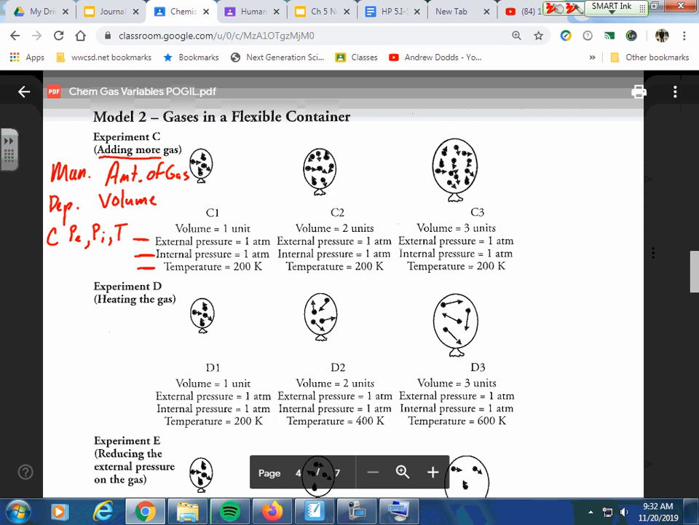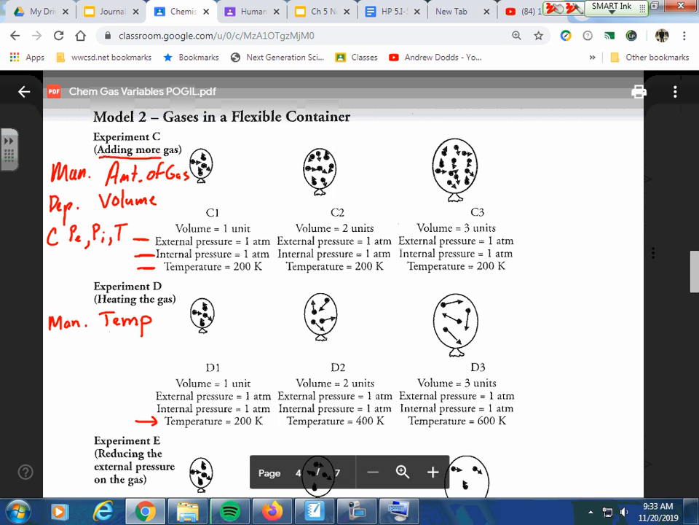What is the manipulated variable? Temperature. You guys all agree with that? Anybody disagree with temperature? Raise your hand. You guys all agree that it's temperature. Why is it temperature? Well, what does it say in experiment D? We're heating the gas, right? We're changing the temperature. And we can see here the temperature does change, right?